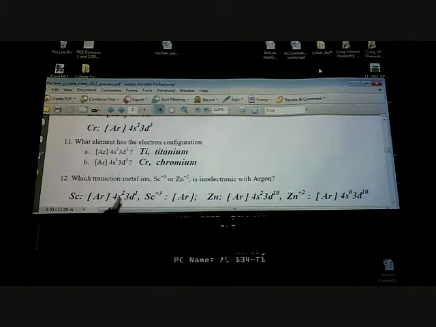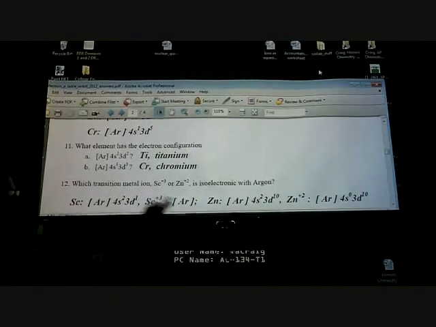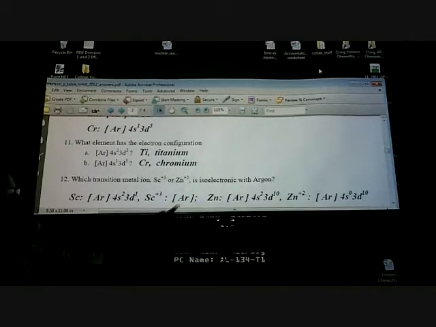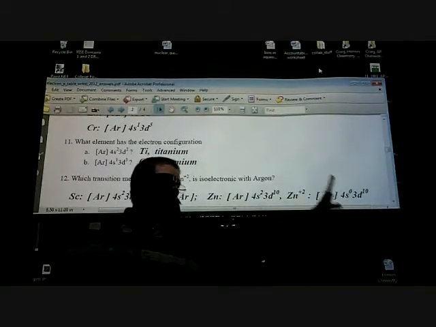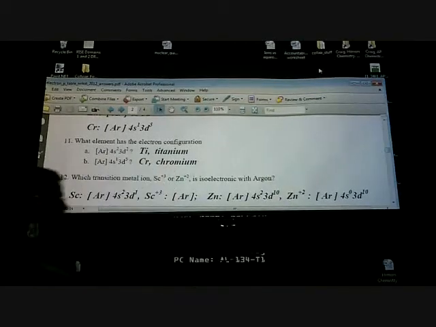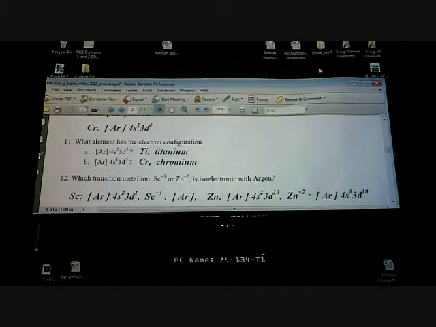So when you look at scandium, I've got 3 electrons. If I lose those, I'll be isoelectronic with argon. However, zinc, if I take 2 away, I'm just taking them from the s. I still have all those d electrons. So again, isoelectronic means same electron configuration. Also, same number of electrons. Okay.